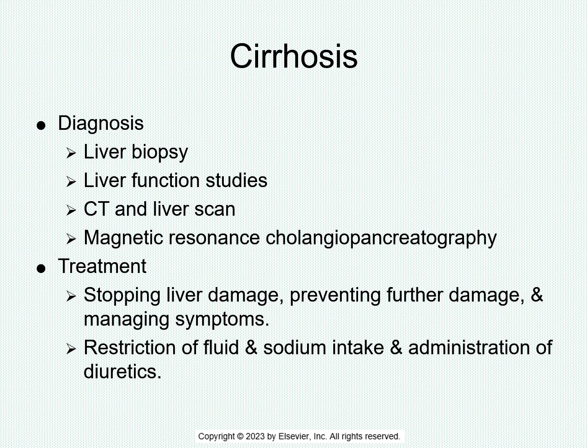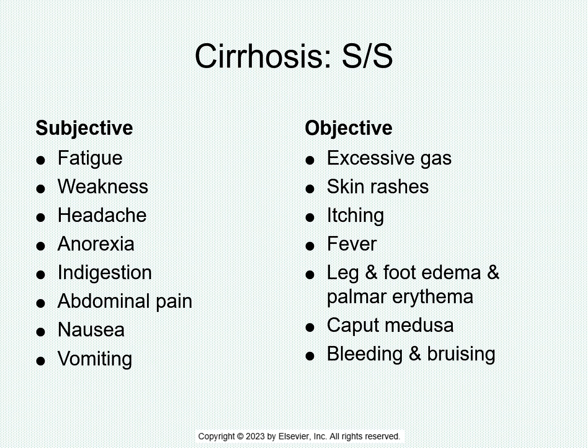The treatment for cirrhosis is to stop damaging the liver, decrease any further damage, and to help the patient manage their symptoms. Caput medusa are bluish varicose veins that radiate from the umbilicus. Fluid retention in the right hemothorax or ascites can limit the expansion of the chest and cause dyspnea.